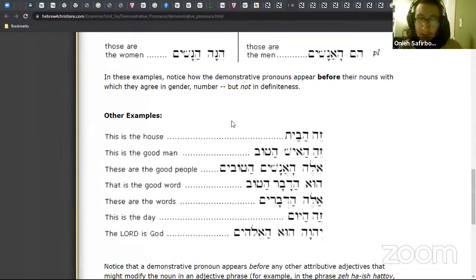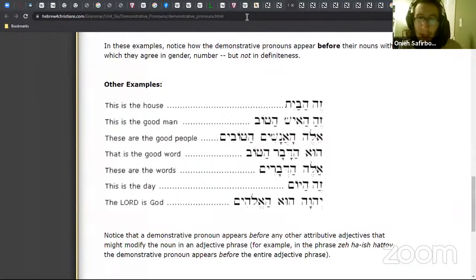And then it gives some other examples. We have: this is the house. This is the man, the good one. These are the people or the men, the good ones. He is the word, the good one.